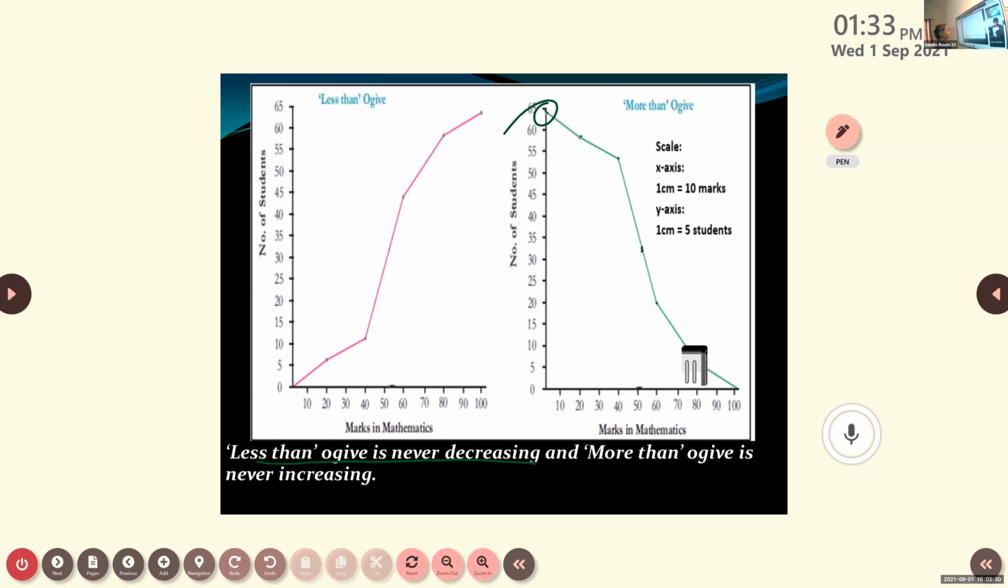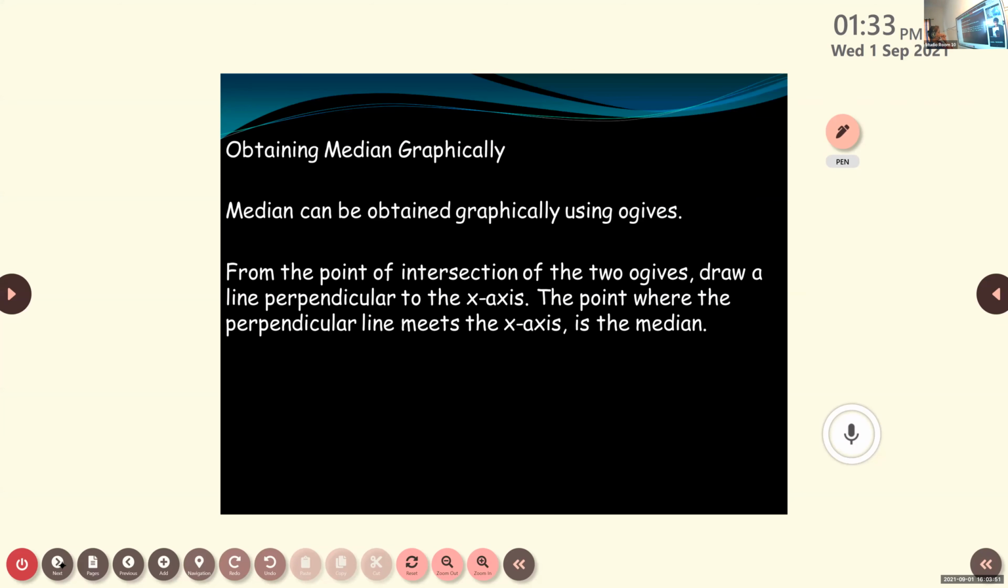This we can plot on one graph also. The same graph we can plot, or separate. If they have asked you to draw or construct the less than ogive and more than ogive separately, you can do the construction in this manner. Otherwise, you can do the construction together. Okay. So obtaining more than ogive and less than ogive, you got it.